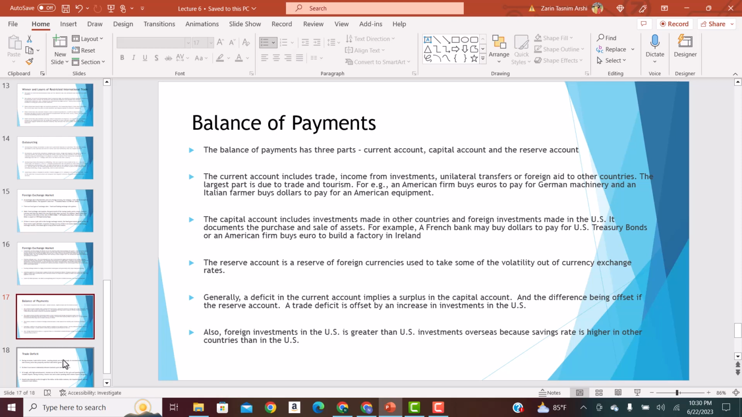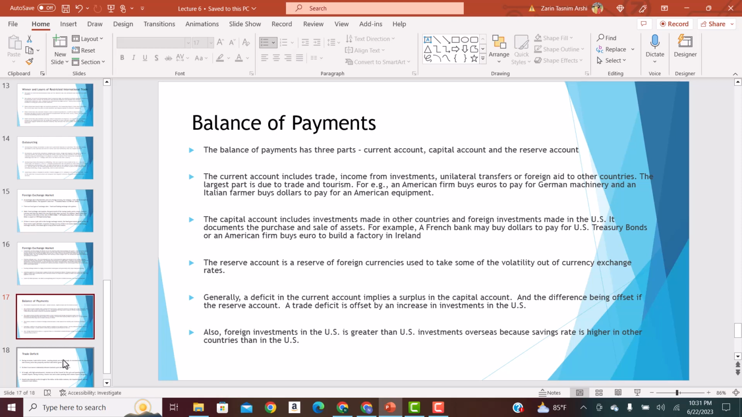You also have to understand the statement called the balance of payments. Most countries' governments prepare the balance of payments statement. The balance of payments statement is basically a statement over a year that consists of three accounts: current account, capital account, and reserve account. The current account includes all types of international trade, income coming from foreign investments, unilateral transfers, or foreign aid that comes to other countries.